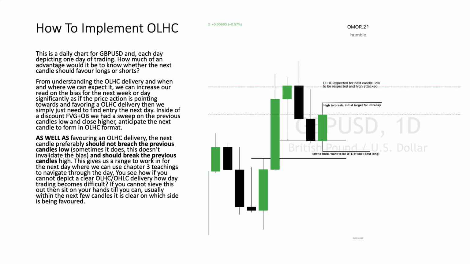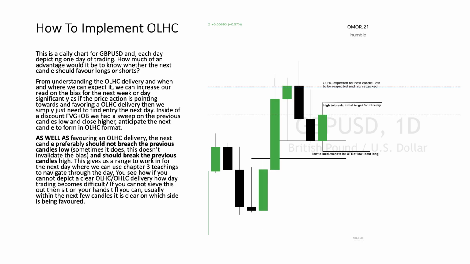So how to implement the open, low, high, close. This is a daily chart for GBP USD, and each day depicts 1 day of trading. How much of an advantage would it be to know whether the next candle should favor longs or shorts intraday? From understanding the open, low, high, close delivery and when and where we can expect it, we can increase our read on the buys for the next week or day significantly. If the price action is favoring an open, low, high, close delivery, then we simply need to find entry the next day to get long.